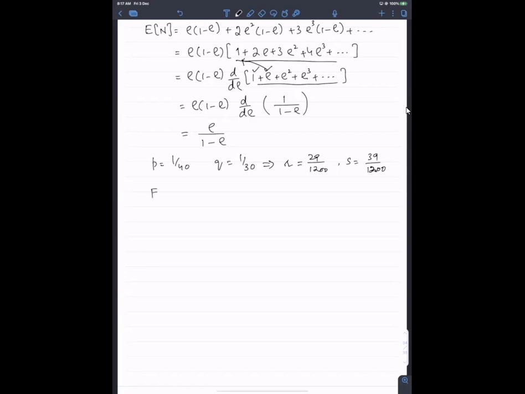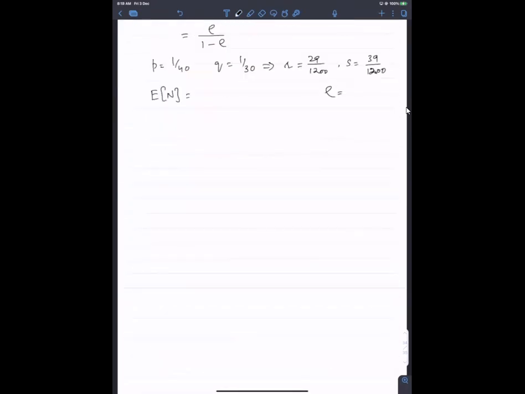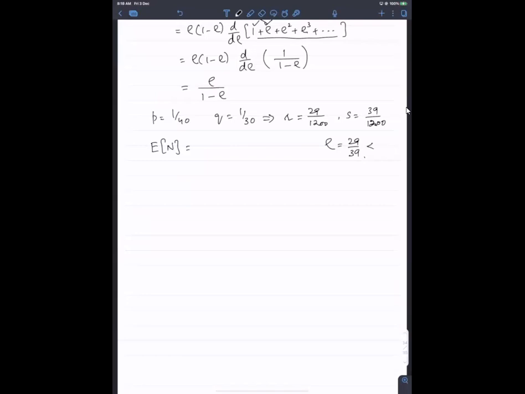Okay. So expected value of N would be equal to, what would be rho? Rho would be equal to R over S, which is 29/39. And you can see that this is less than 1. So this would be 29/39 divided by 1 minus 29/39, which turns out to be 2.9, the average queue size.